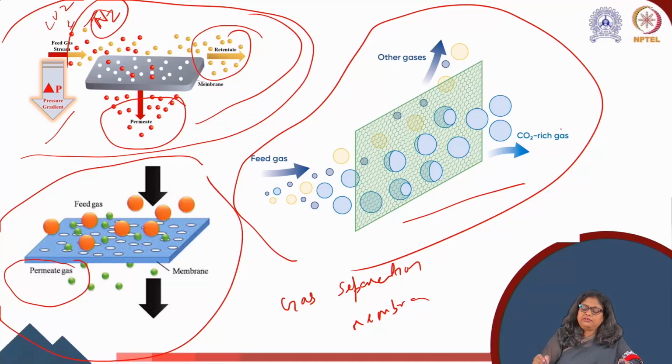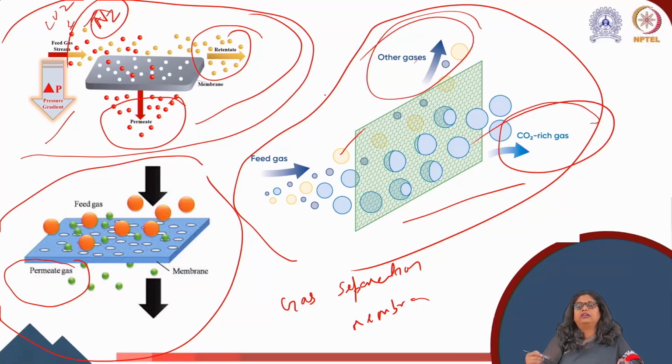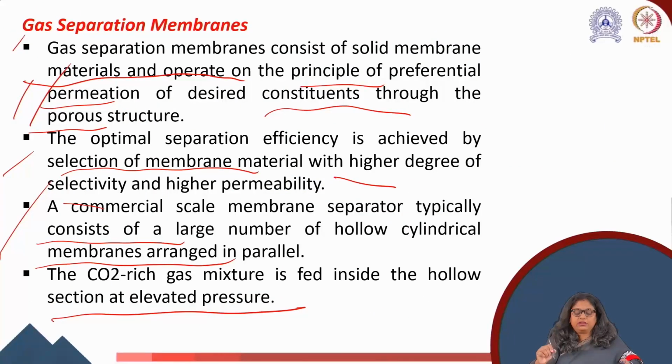And this is again the diagram. We have the feed gas, and you have two types of molecules here. One is allowed to pass through, so this is the CO2-rich gas, and on this side the other gases pass through. So this is the case of your gas separation membrane.